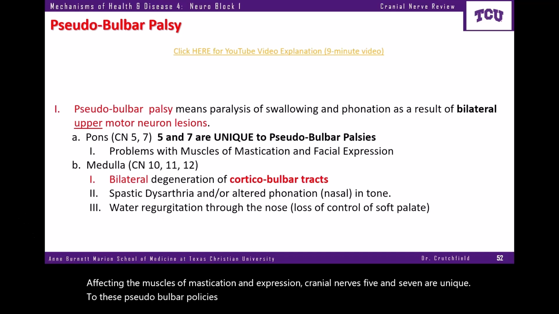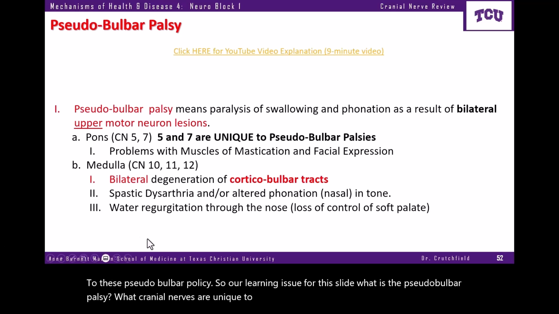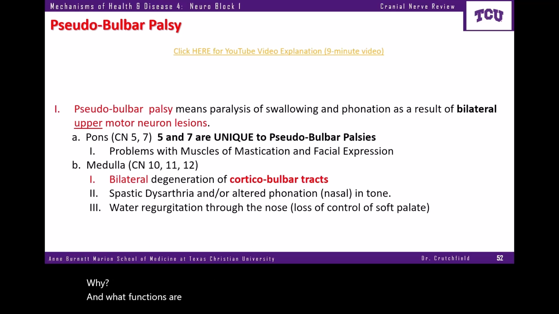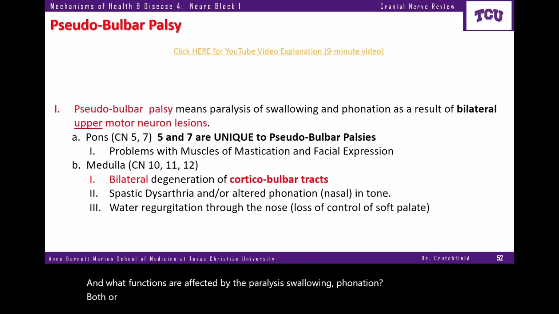So our learning issue for this slide: what is a pseudo-bulbar palsy? What cranial nerves are unique to a pseudo-bulbar palsy? Is it bilateral or unilateral? Why? And what functions are affected by the paralysis? Swallowing, phonation, both, or either?